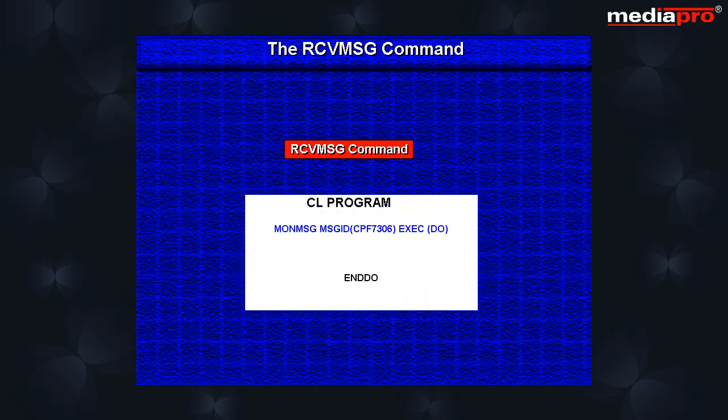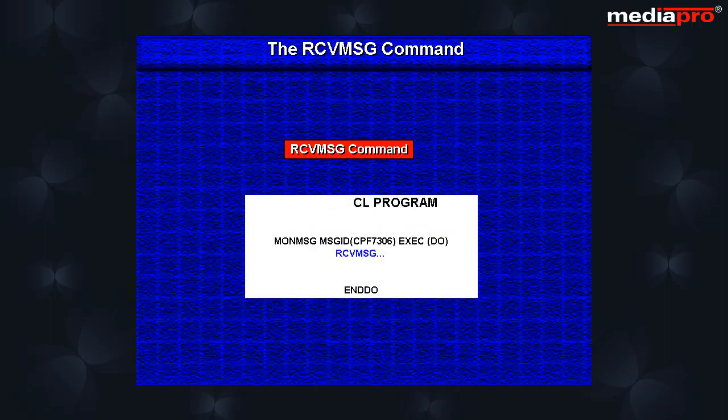When we use the monitor message command, it automatically takes control when the program receives the error message identified on the message ID parameter. The receive message command can then be used in the program to copy the message text into a CL variable. The receive message command has to be executed explicitly and does not take control automatically as the monitor message command does.